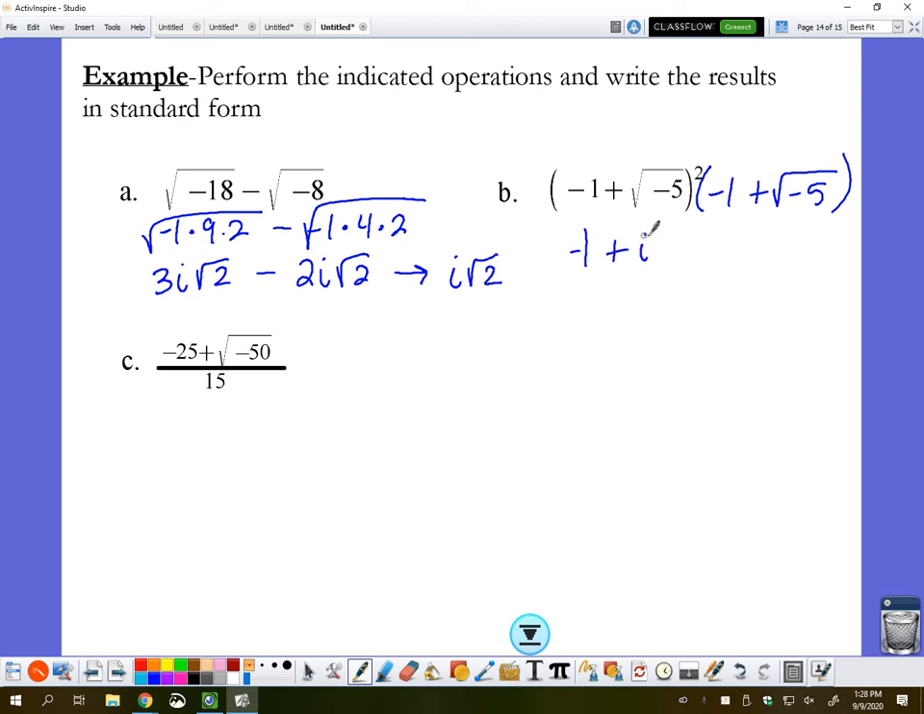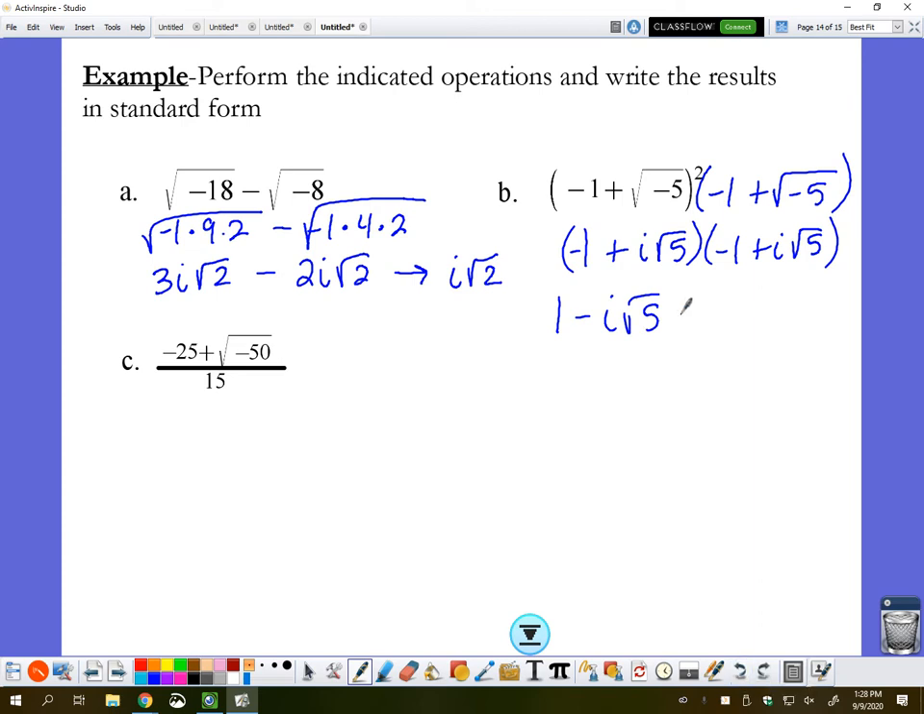But they want you to make sure that you call this i root 5 before you start doing your work. So then when you distribute, negative 1 times negative 1 is 1. You get negative i root 5, not 15. Where's my undo button?